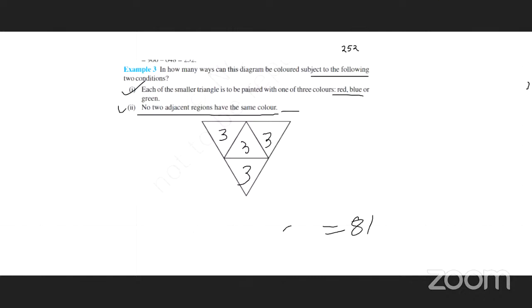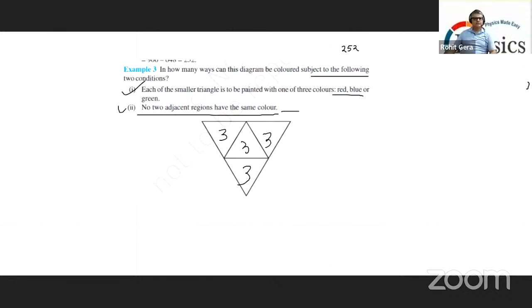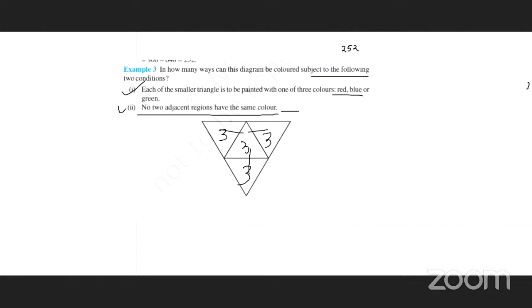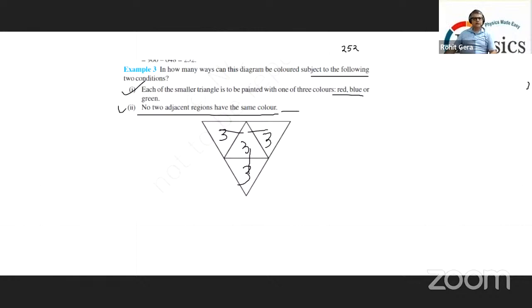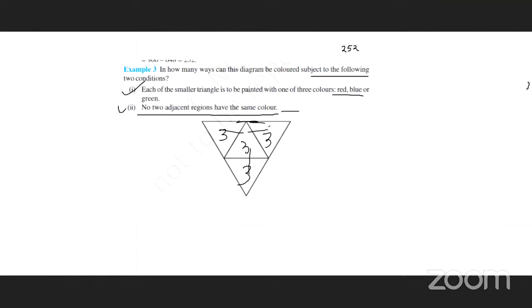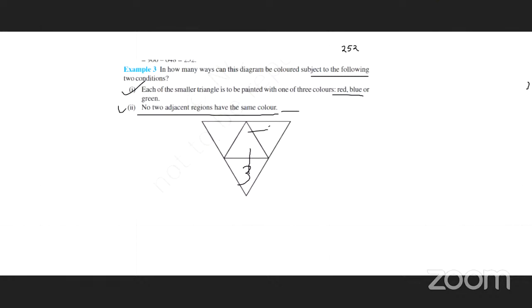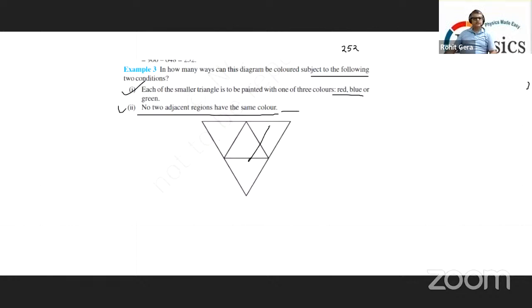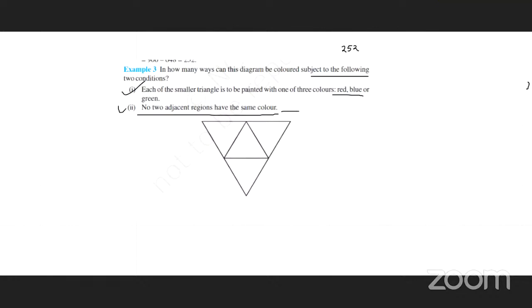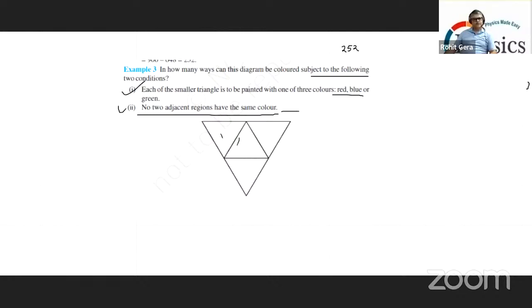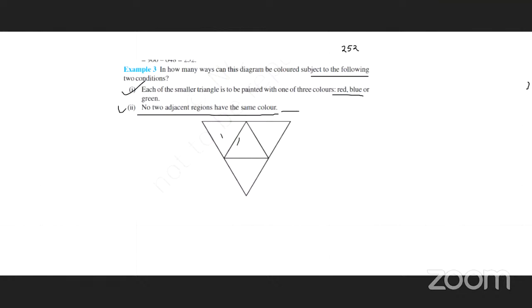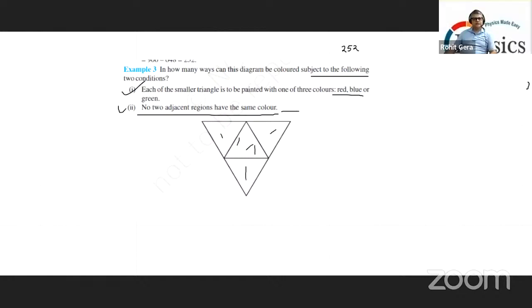No 2 adjacent sides. Adjacent means I think these 2 are adjacent. These 2 are adjacent. These 2 are adjacent. The center side, these cannot be adjacent, this and this. No, they are not adjacent. Those whose pair is being formed. This is adjacent. These 2. This and this. Yes, they're adjacent. This and this. Yes, they're adjacent. And this and this, adjacent. Weird, man. So these are not adjacent.